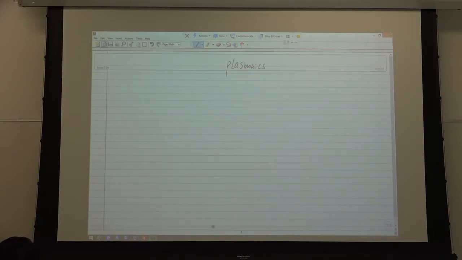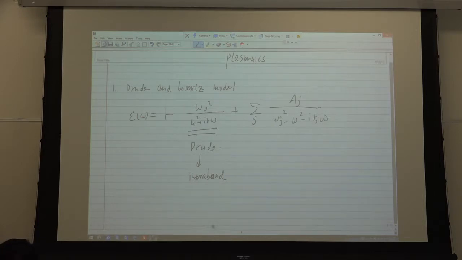Okay? So I think the first important thing is the Drude and Lorentz model. The model for the permittivity of the metal. Finally, we know this permittivity of the metal can be written in a mathematical form, something like this. The first term is the Drude part. This part captures the intraband transition. It describes the electron-electron interaction. This is important.